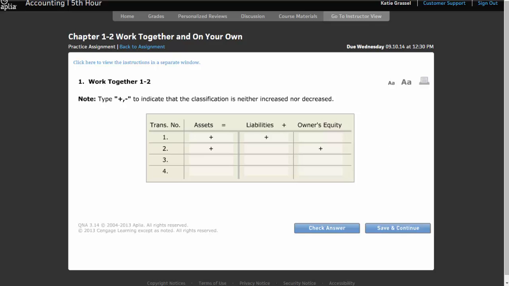Transaction number 3. Paid cash for insurance. Paid cash. Ooh, we've done cash before. Cash is what? Asset, liability, or owner's equity? Asset. Do we have more cash or less cash? Less. Insurance. Is insurance an asset, liability, or owner's equity? Prepaid, right? Insurance. So we own it. So do we have more insurance or less insurance? More. So I have an asset going up and I have an asset going down. So therefore, I'm going to have to do a plus and a minus.